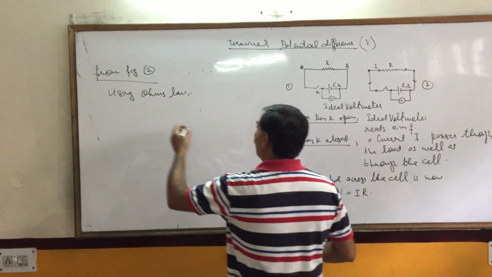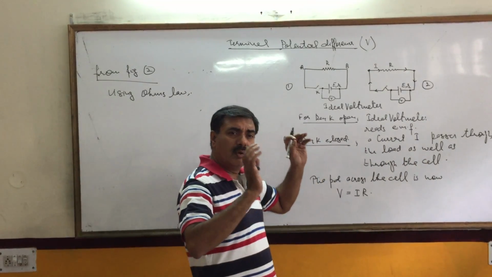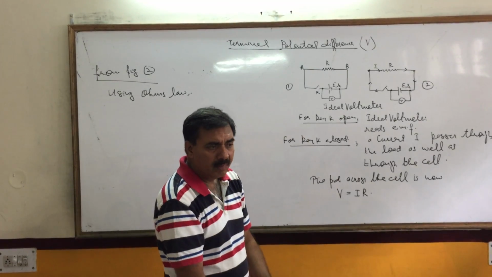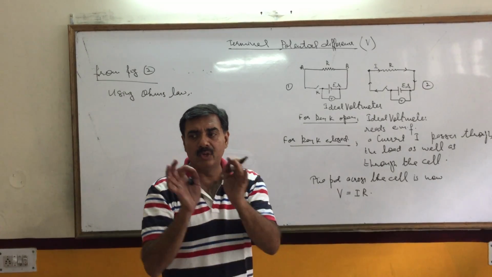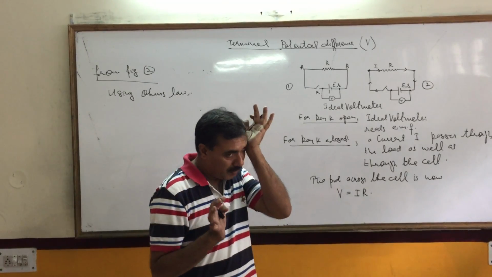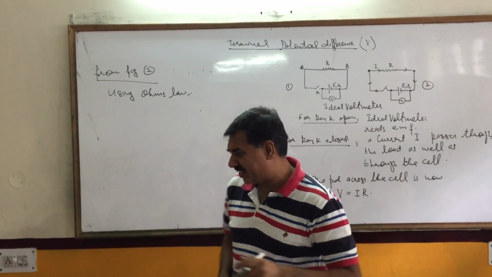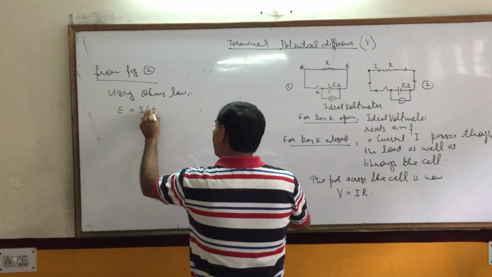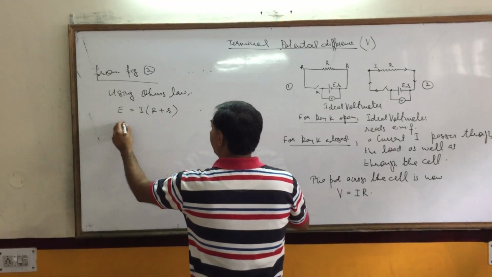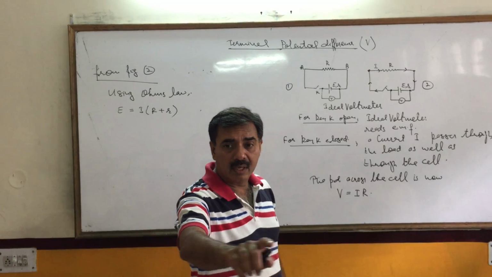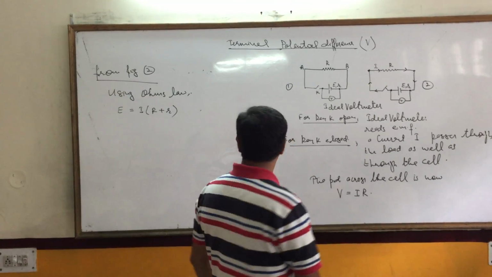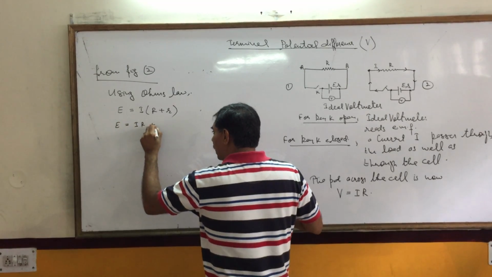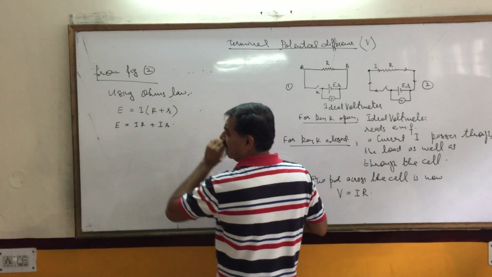So from figure 2 using Ohm's law, total energy per unit charge available is equal to total current into total resistance. So using Ohm's law, E is equal to I into R plus I into r. Nobody writes anything. E is equal to I into R plus I into r.